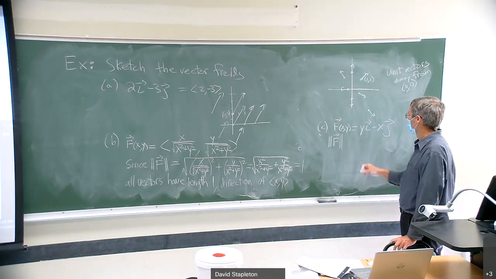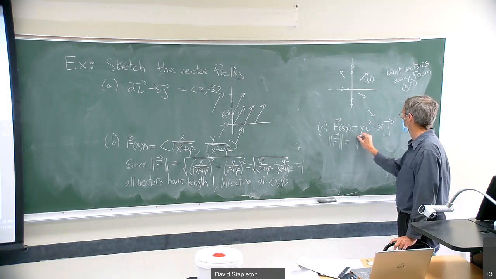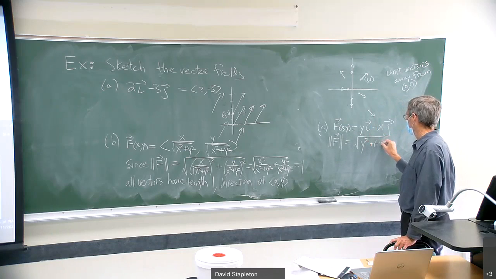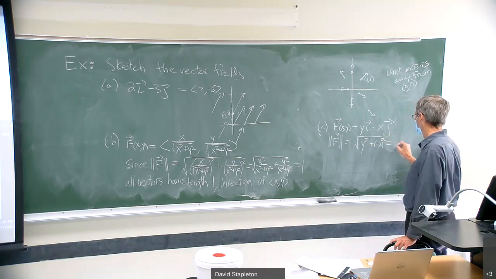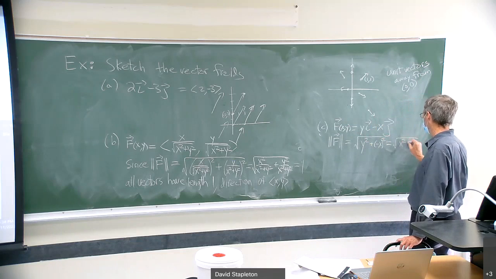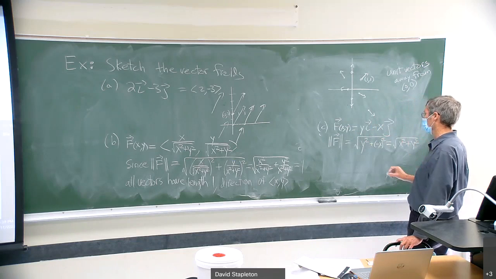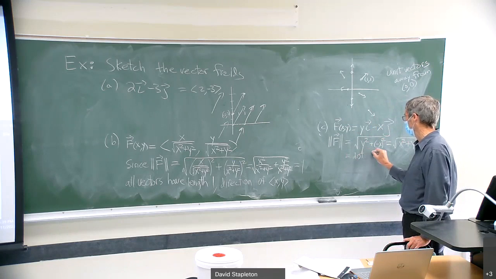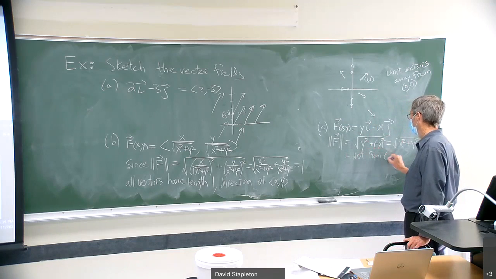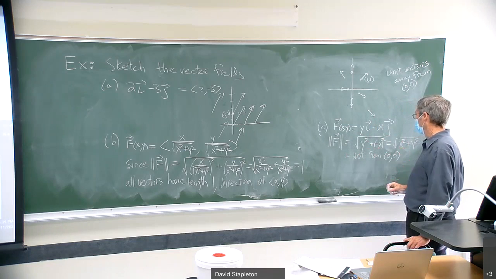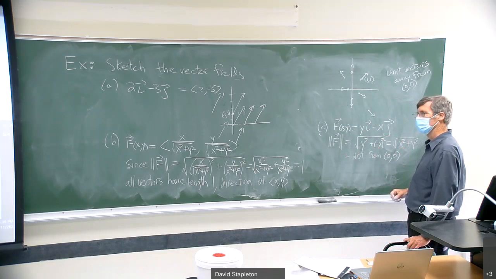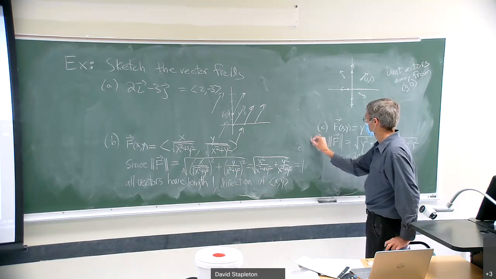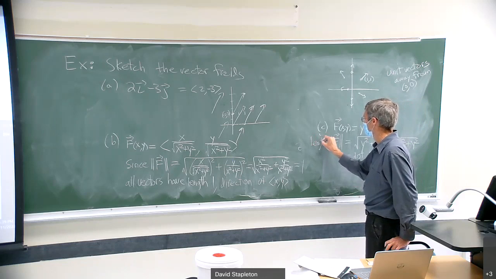All right, so what is the length of f here? Well, it's the root sum square of the components. The square root of y squared plus minus x squared. Oh, it's the square root of x squared plus y squared. It's the distance from the origin. So the length of f is however far it is from the origin. And then what's its direction?